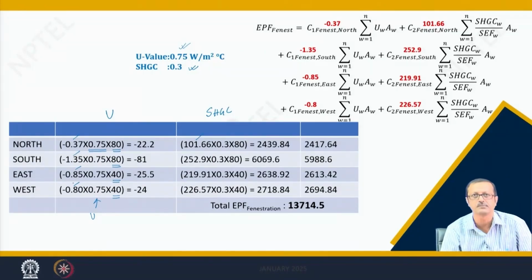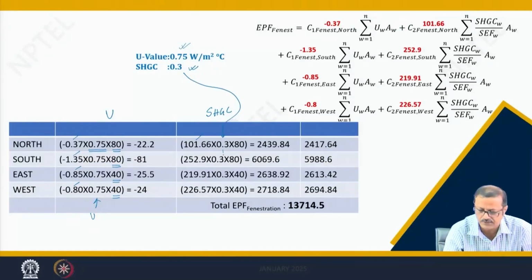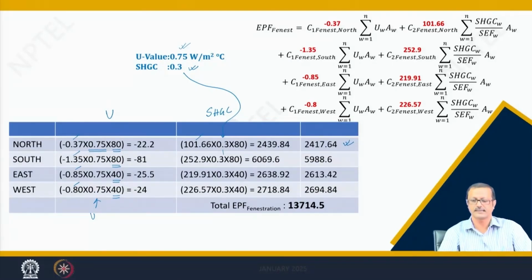Multiply that, you will get the number plus the second part. Second part is what? This 0.3 is the SHGC, the same for all, and this 80 and 40 are the areas, and this 101, 252, 219 are the corresponding C2 factors associated with the SHGC. Multiply them and add them. So, minus 22.2 plus 2439.84. So, it becomes 2417. This is all the four and add it up. So, total EPF of the fenestration is 13,714.5.